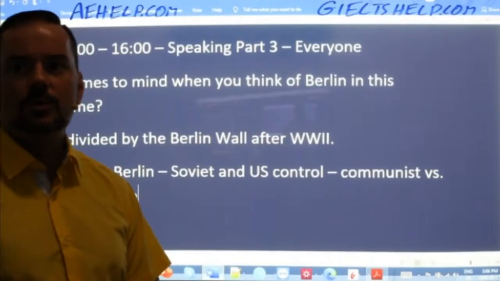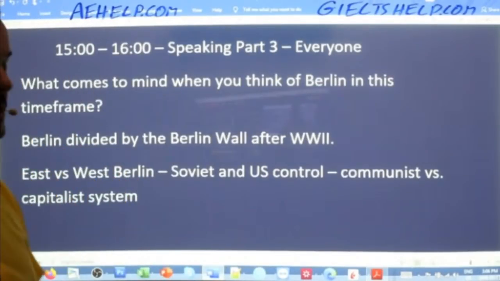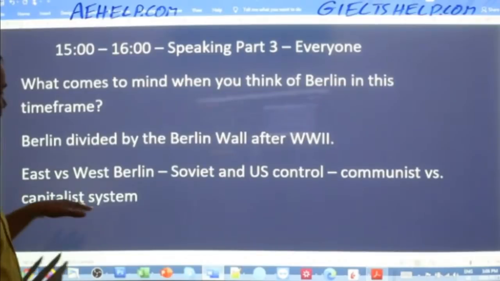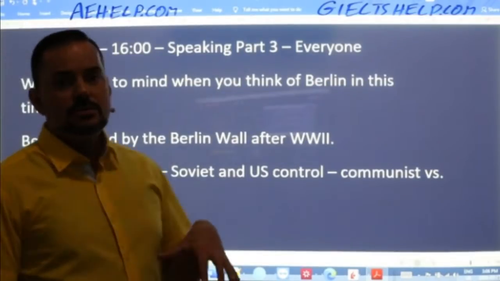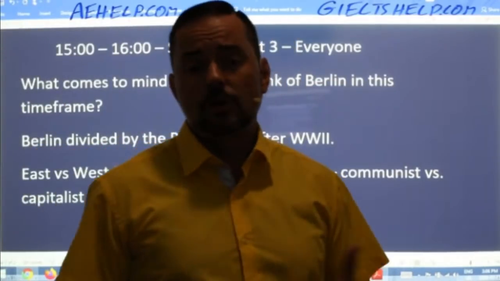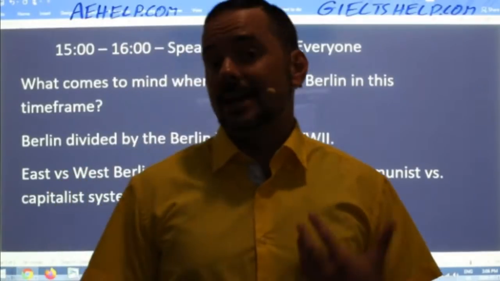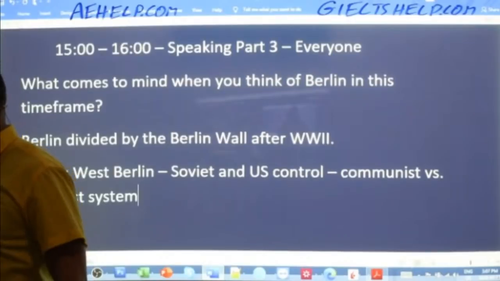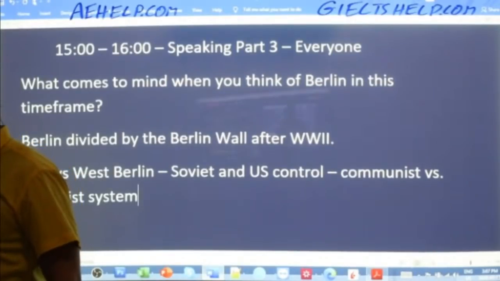East Berlin was oriented to communist ideology. That's right. So, East and West Berlin, Soviet US control, communist versus capitalist system. So, if you can think about these ideas before you begin this passage, you're definitely going to do a lot better when you're reading and when you're answering the questions.